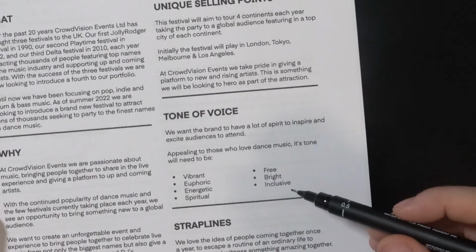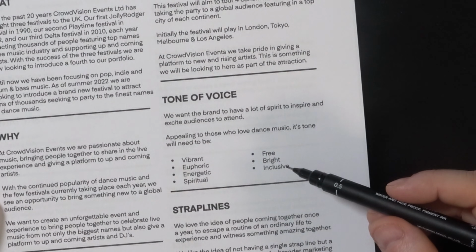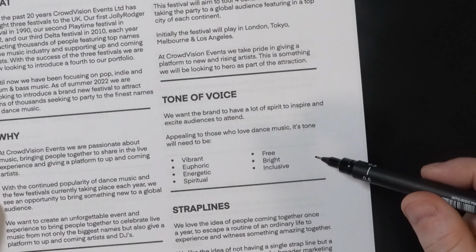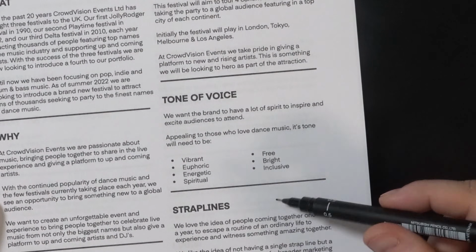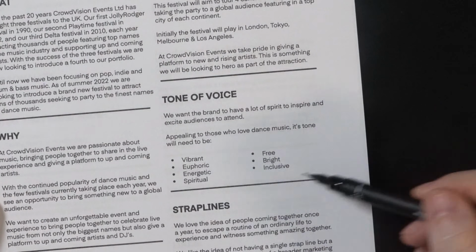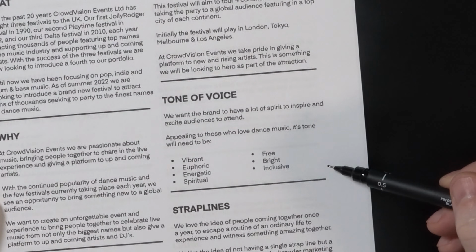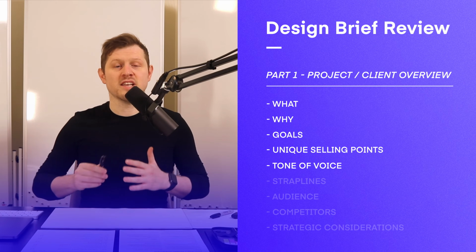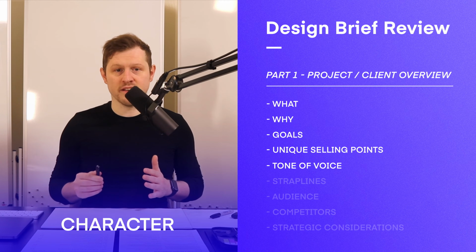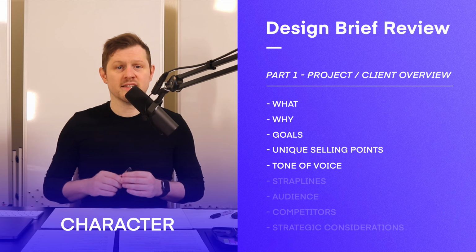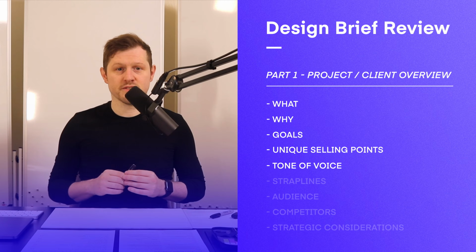Next we have Tone of Voice, which reads, we want the brand to have a lot of spirit to inspire and excite audiences to attend. Appealing to those who love dance music, its tone will need to be vibrant, euphoric, edgy, energetic, free, bright, and inclusive. So here we get a good understanding of the character of the music festival and how the festival intends to communicate and engage with the target audience.